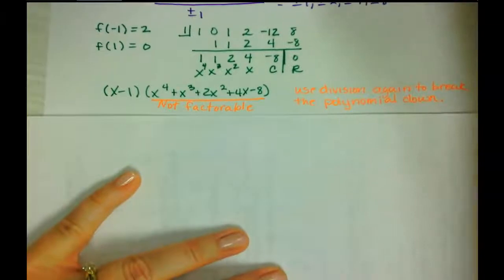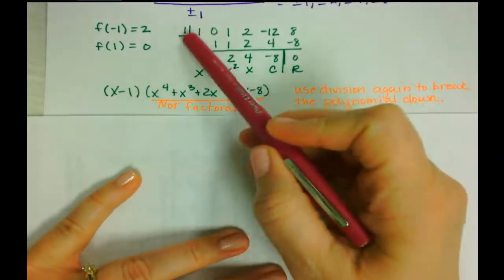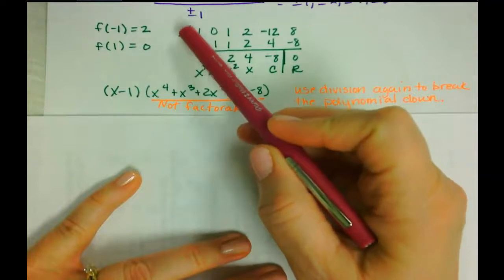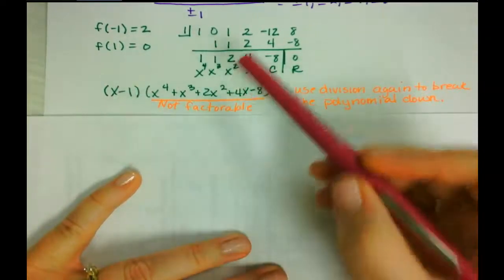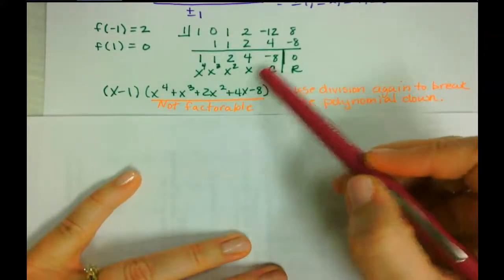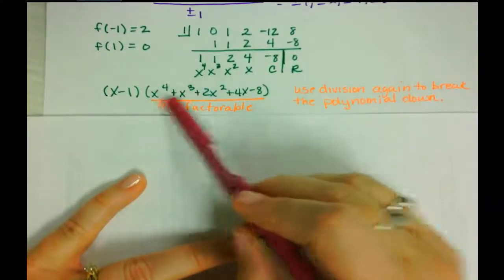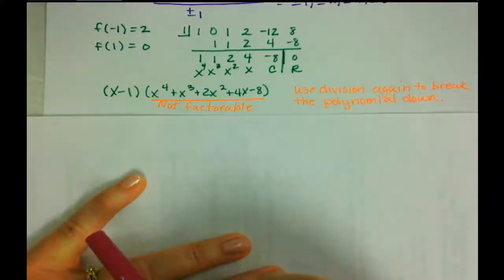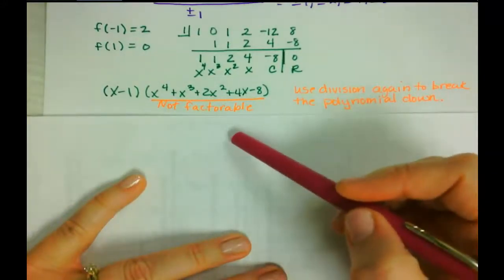Here's what we now know. We know that we have a factor of x minus 1 because that's what divided in there evenly. And remember, this is the root and this is the factor, so we've got to go back to the factor. And then the other factor is the quotient that we got as a result of the division. So I can write out my quotient. Then the next thing I'm going to do is check this and see if it's factorable. And it's not because it's 5 terms. So we use division again.